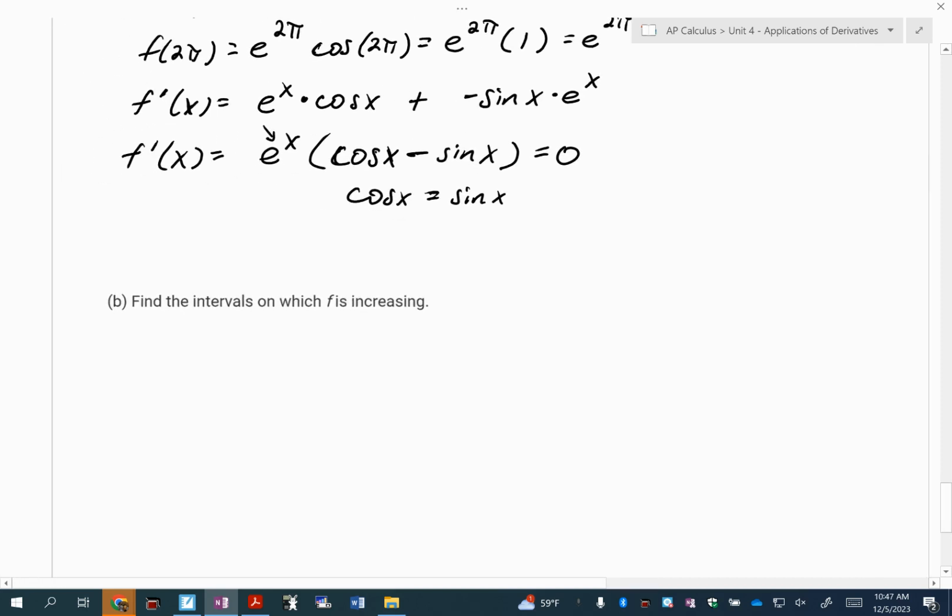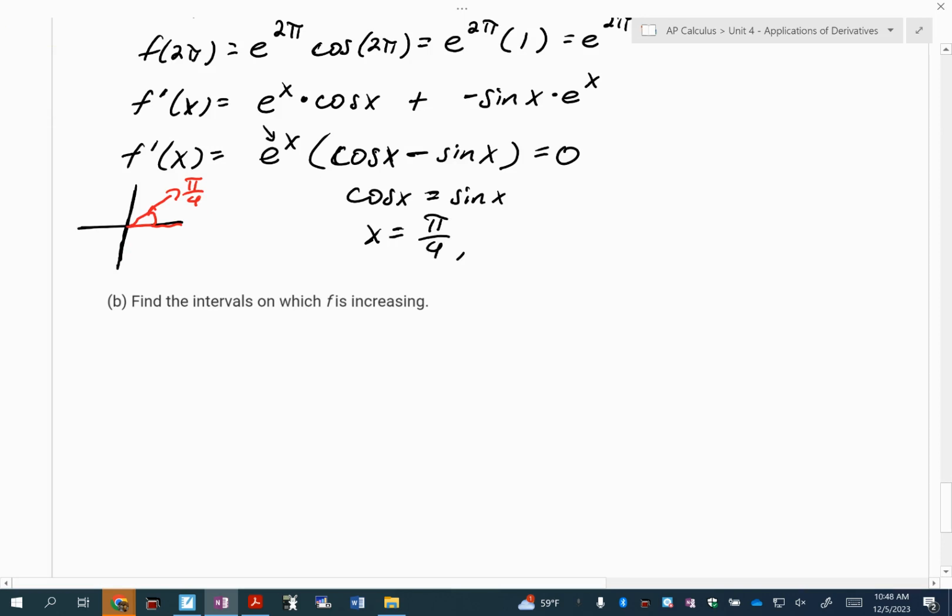And now I'm thinking about what I did in trigonometry. If I just show you the unit circle here, if you remember the angle that was pi over 4, halfway in that first quadrant, this angle was pi over 4. And the sine of pi over 4 was the square root of 2 over 2. And the cosine of pi over 4 was the square root of 2 over 2. So one of my x values that's going to make this true is pi over 4.